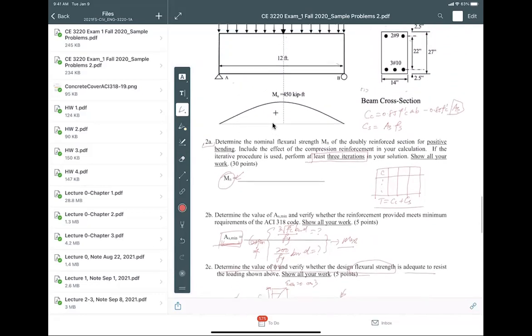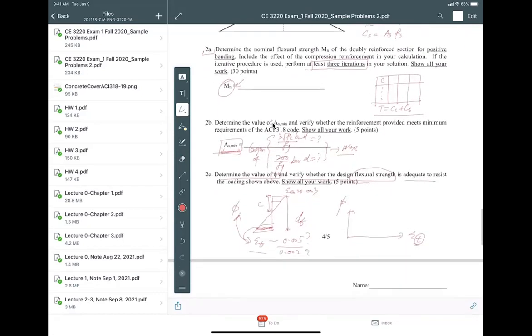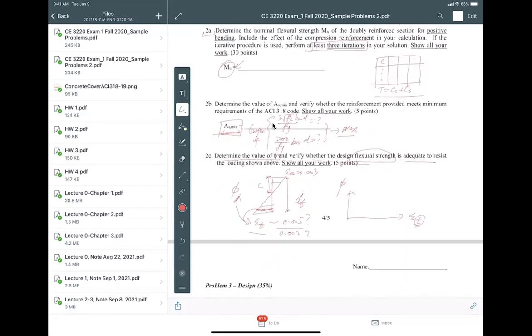Now, in the exam, as kind as I am, I will provide only one layer of reinforcement for you in top and bottom both, to make your life easier. Because in that case, epsilon s equals epsilon t, so you don't have to worry about it. But in real life, sometimes you're not so lucky.